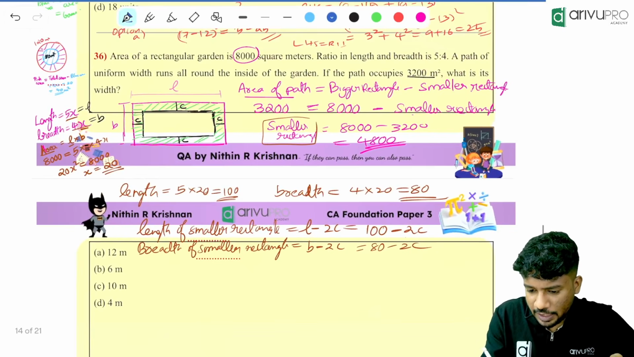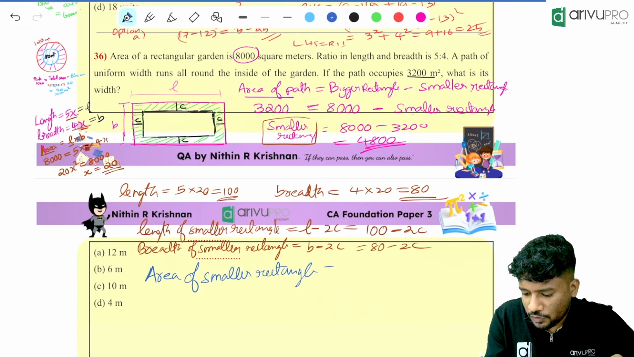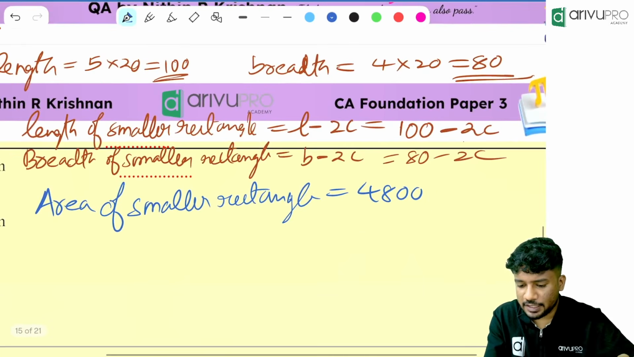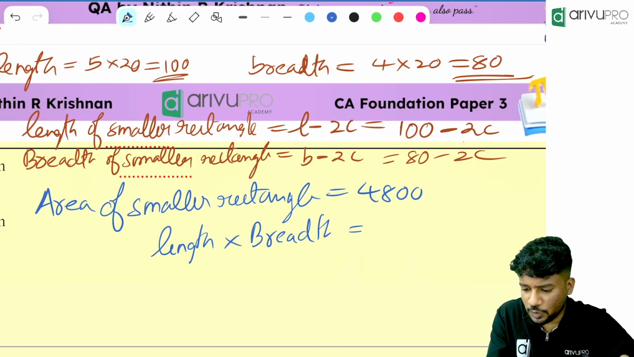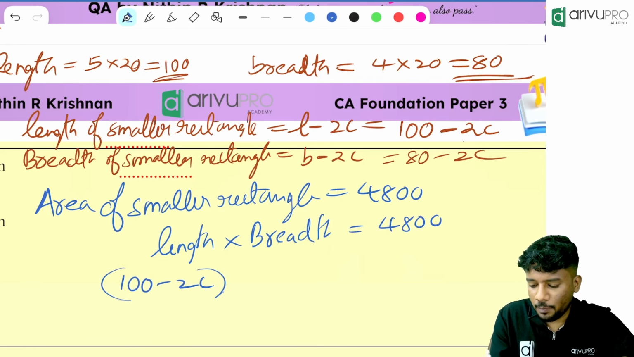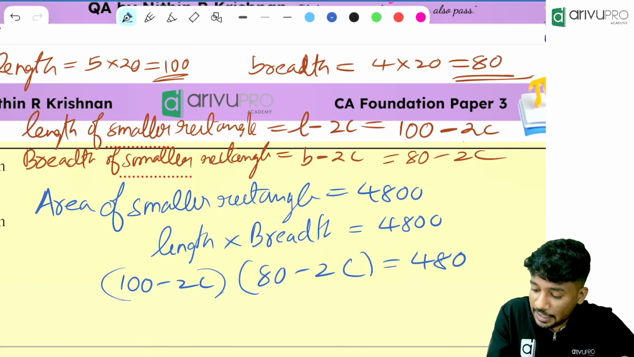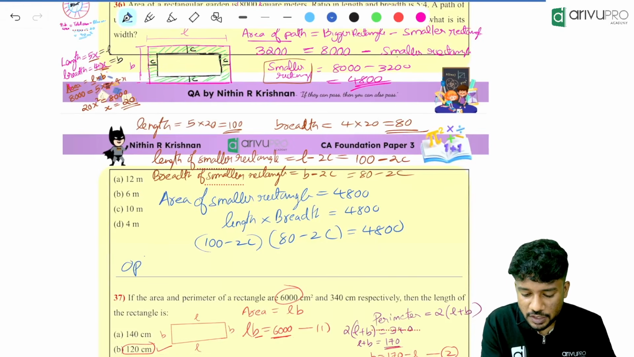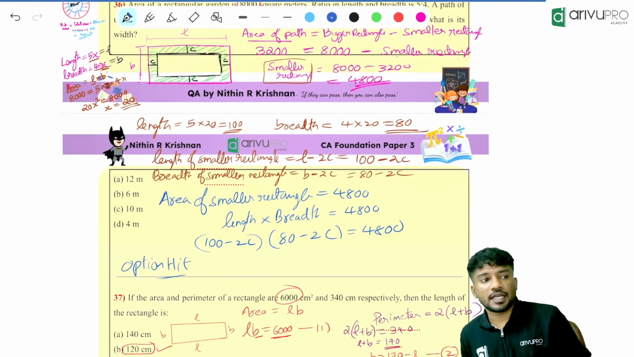Do you know the area of the smaller rectangle? We got the area already. Area of smaller rectangle is equal to 4800. Or I will write it as length into breadth of the smaller rectangle is equal to 4800. Length is 100 minus 2c, breadth is 80 minus 2c, which is equal to 4800 as per the question. Now you try the options and get me the answer. Which option is giving you the answer?